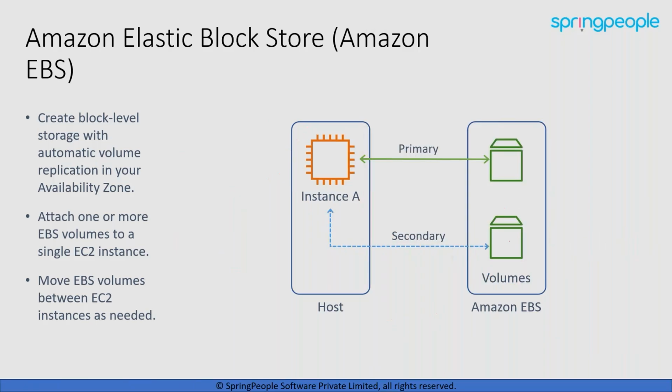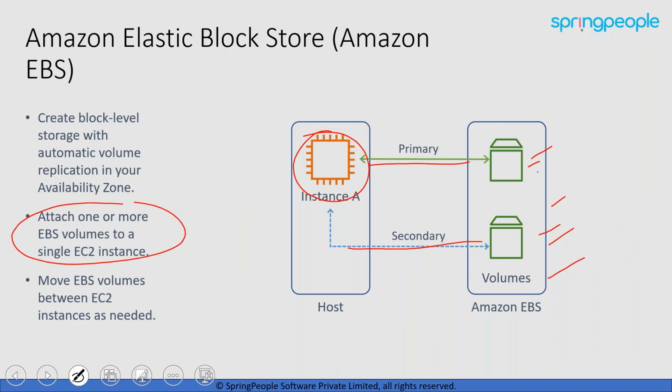Okay, so we can attach one or more elastic block storage volume to a single EC2 instance. Okay, now it totally depends what is the type of the instance you are using, right? So if the instance type is, let us say, very large type of instance, then you can attach lots of volumes simultaneously to that EC2 instance, right? A single instance can have multiple volumes attached to it. And not only that, we can move those volumes as needed.